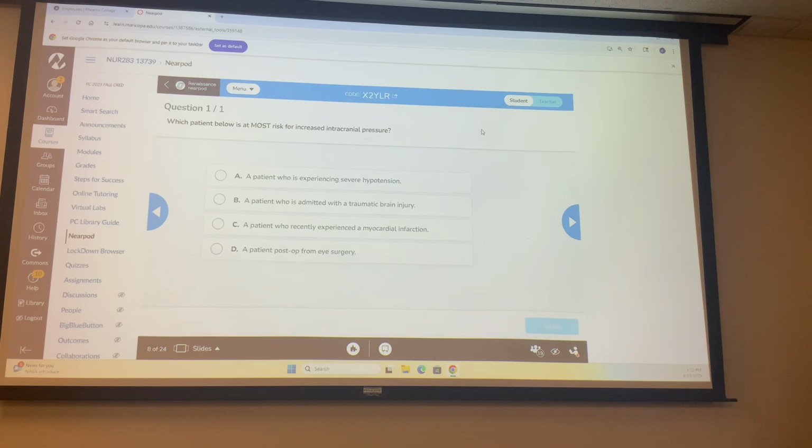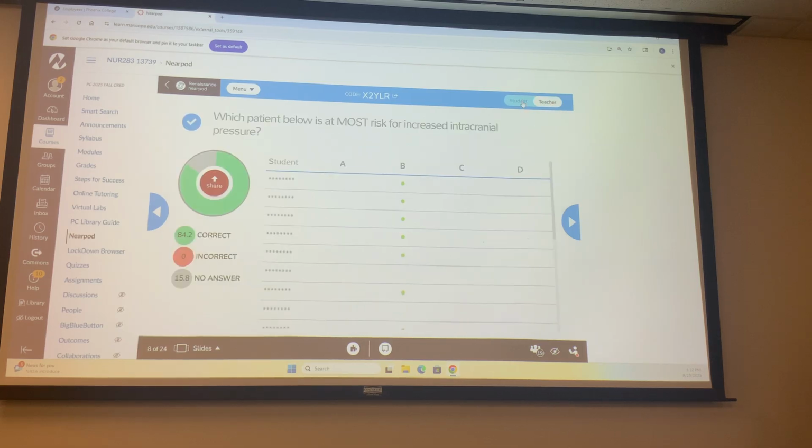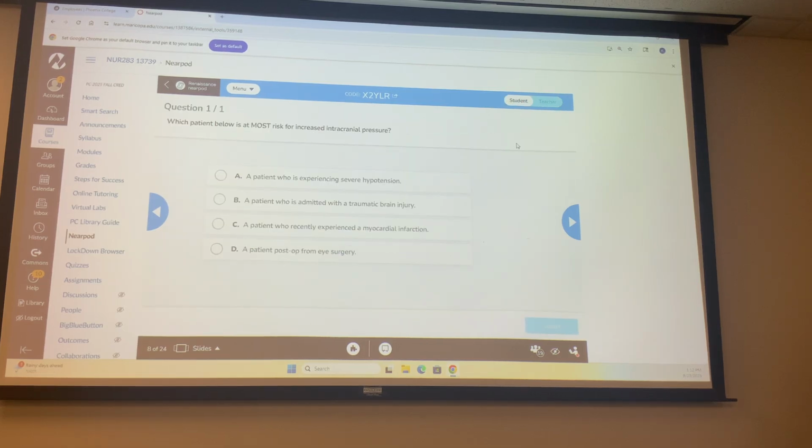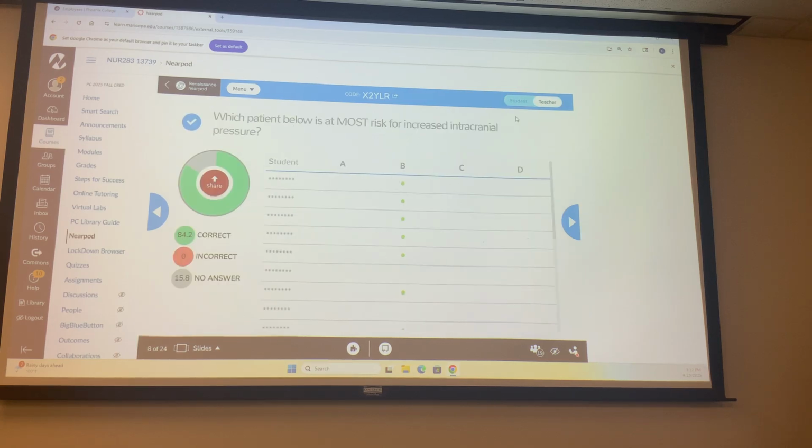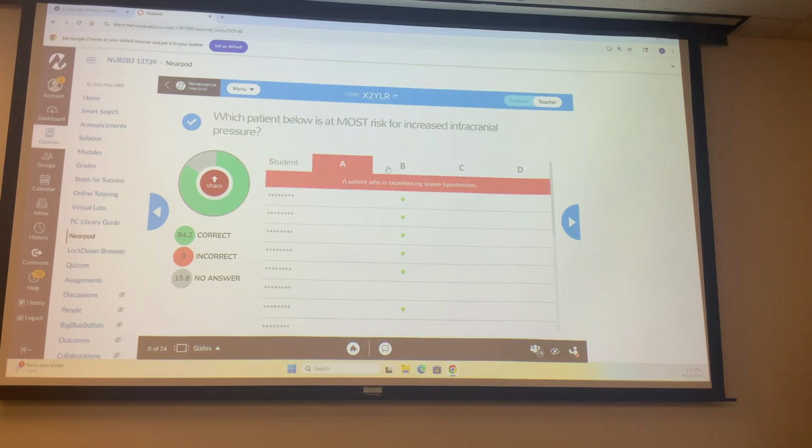All right, guys, which patient below is most at risk for increased intracranial pressure? Okay, so most at risk. Oftentimes you're looking at the people that have some sort of neurological insult, right? So a patient is experiencing severe hypotension. Unless they have zero pressure for a really long time, they will not be at risk for increased intracranial pressure, okay? B, a patient is admitted with a TBI, right? So they already have something that's wrong with their brain, okay? So they are gonna be the one that's most at risk, okay?